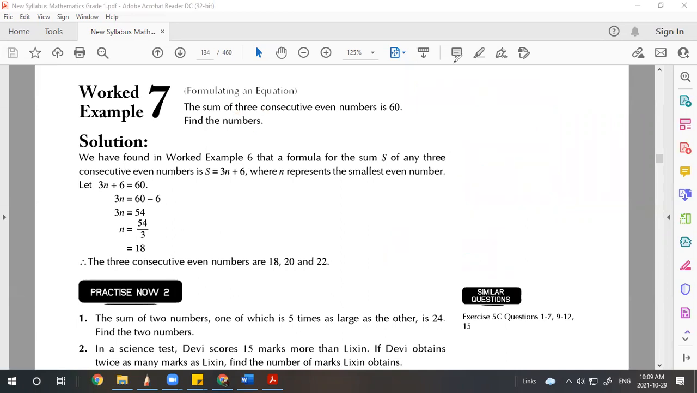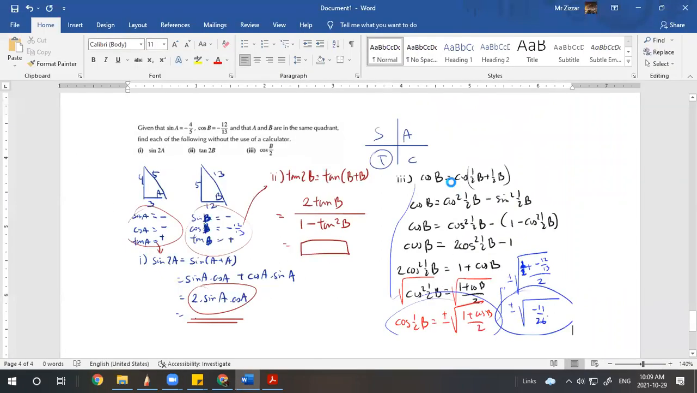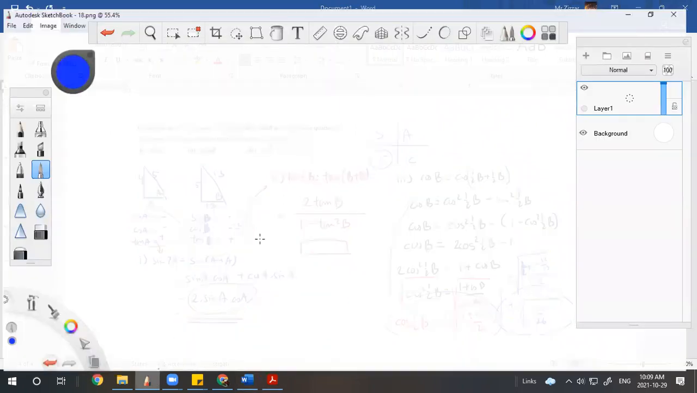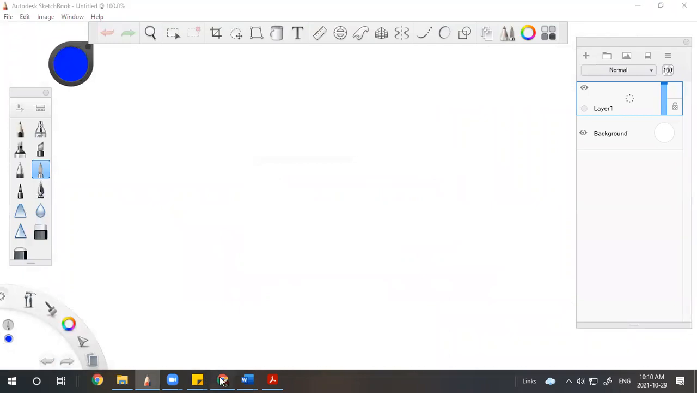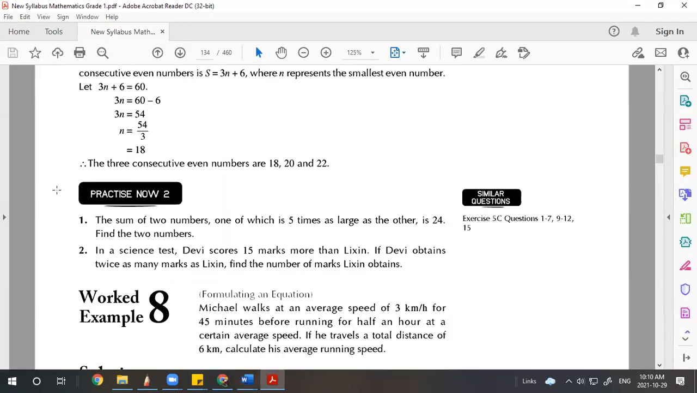Okay, and this is the worked example. Now let's go to the practice. I will give you this. Let's do this practice now.